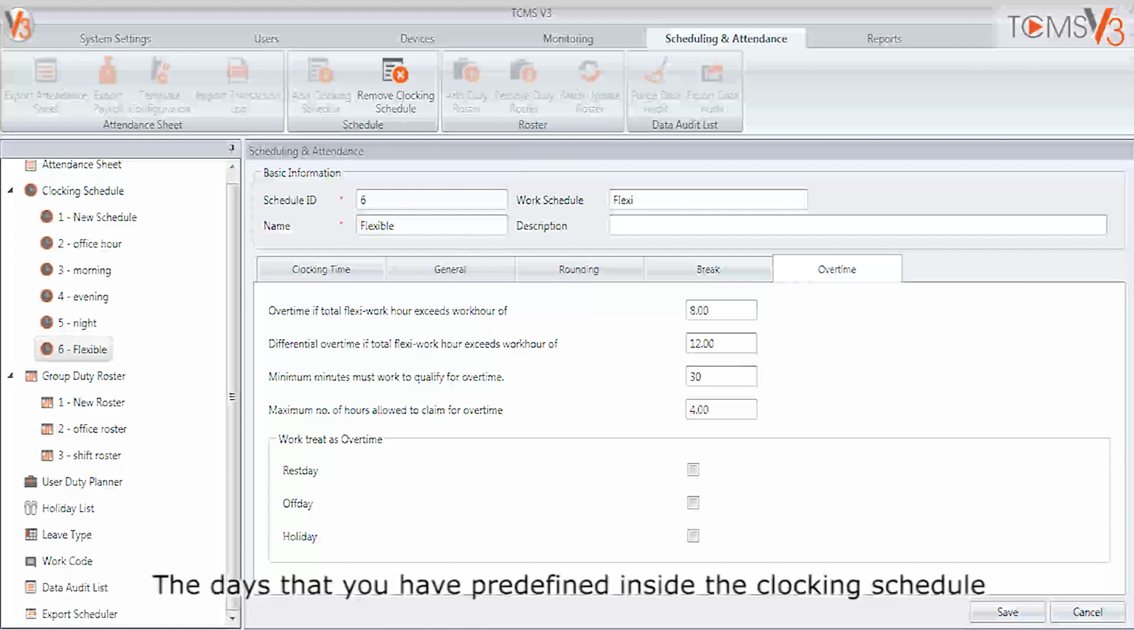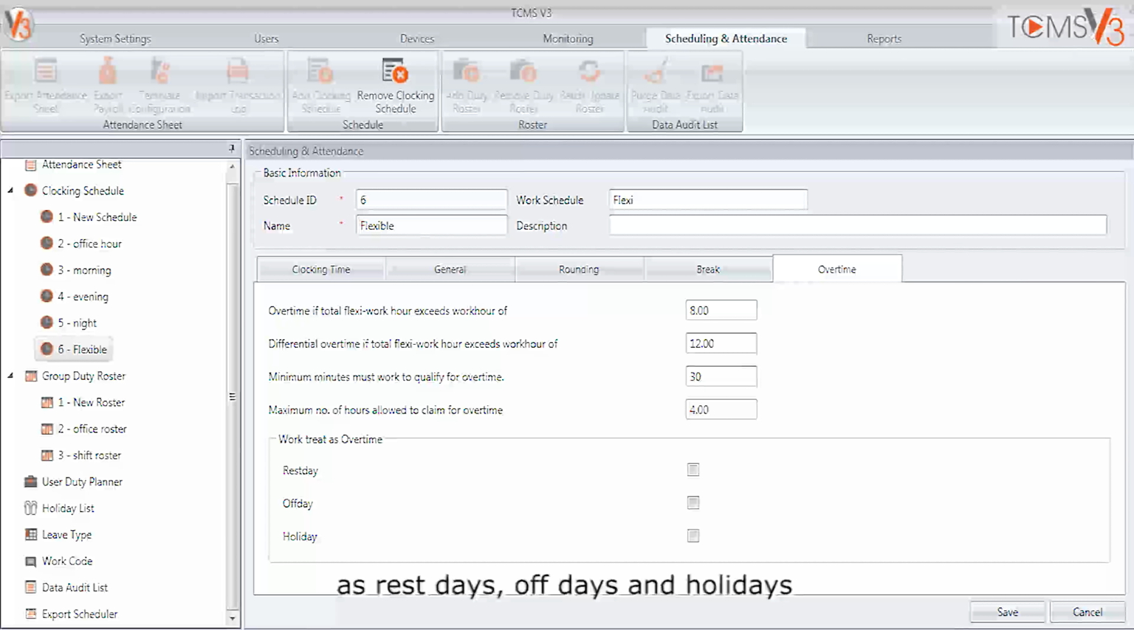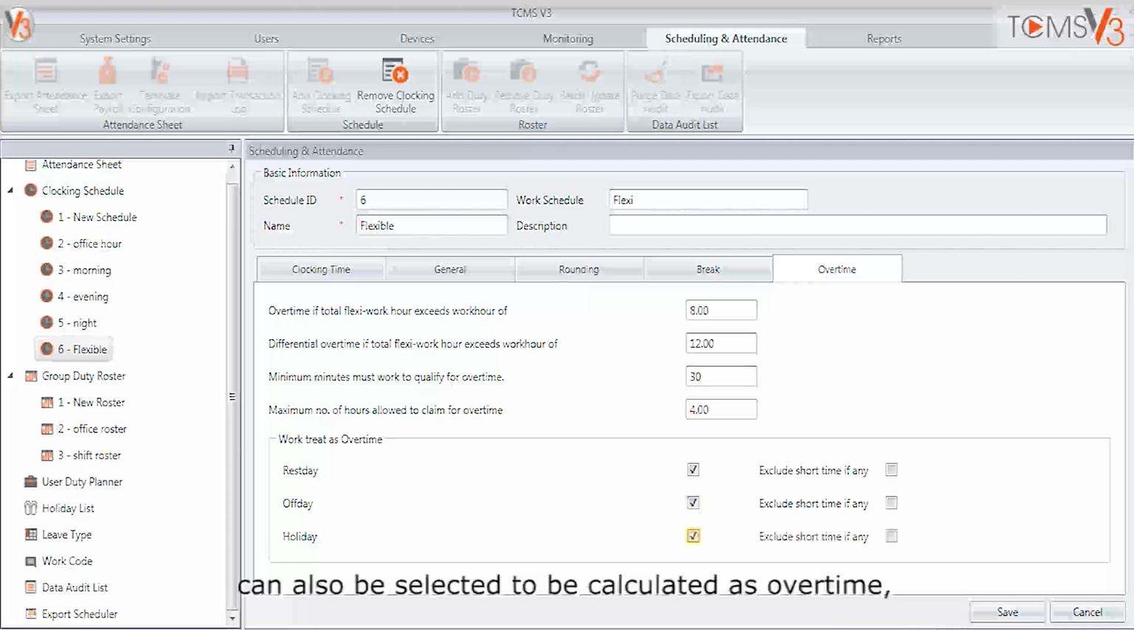The days that you have predefined inside the clocking schedule as rest days, off days and holidays can also be selected to be calculated as overtime, which means that any working time inside these days are considered as overtime or calculated by the system as overtime in the attendance sheet.